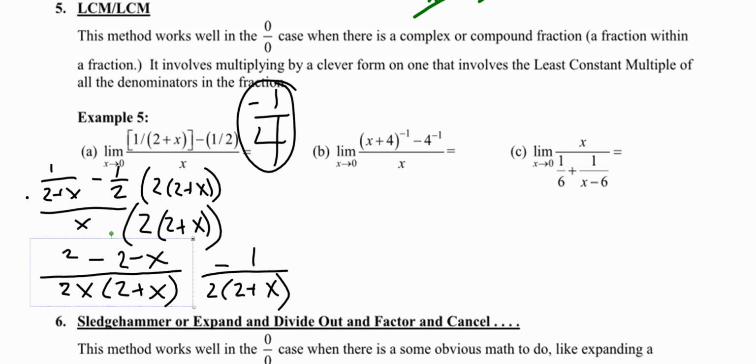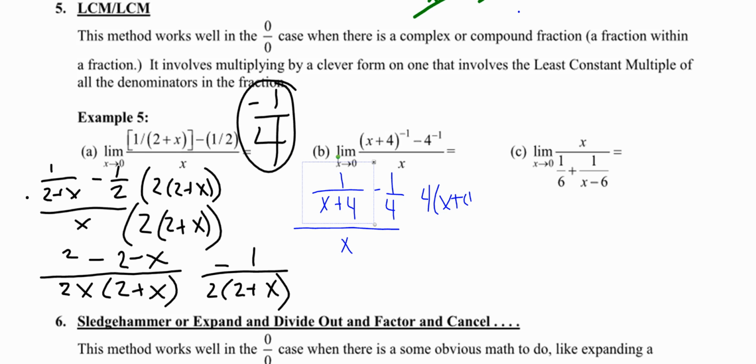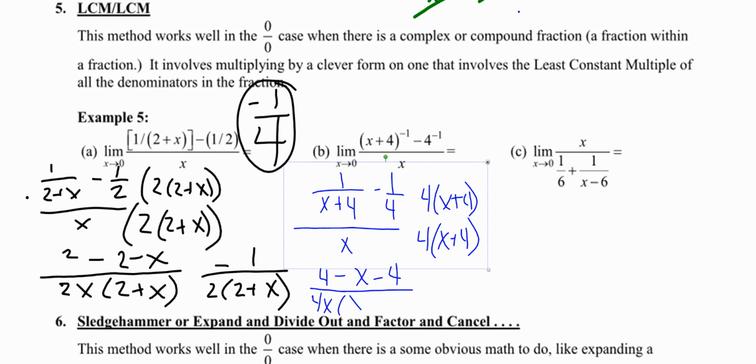Alright, next one. I'm going to rewrite this one, again, I'm going to write it smaller. So we have 1 over x plus 4 minus 1 over 4 all over x. The least common multiple will be 4 times x plus 4. Multiply that by the top and the bottom. We get 4 minus x minus 4 if you distribute that through the parentheses. So we get 4x times x plus 4. Simplifying even more, we get negative 1 over 4 times x plus 4. Plug in 0, negative 1 over 16.